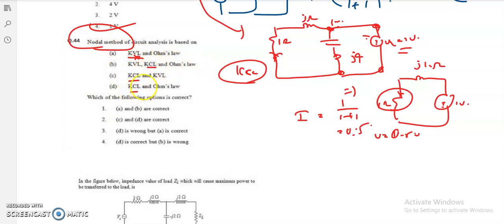KCL and KCL, right? So option A is not at all valid. Why? Because KVL is there. KCL and KVL doesn't require. KVL is required for what we call mesh analysis. So option C also vanishes, and option B also vanishes. Now option D, that means KCL and Ohm's law, both these two are necessary to do the nodal method.